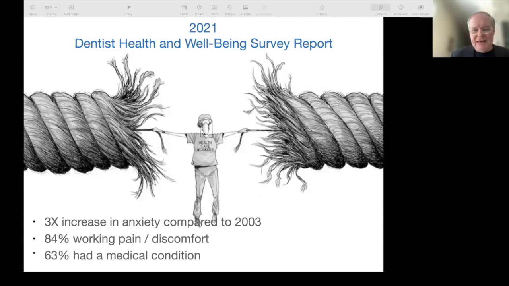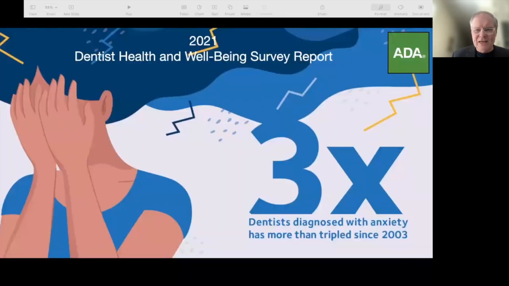But we know that about 80% of us deal with some type of discomfort at work every day, and that about two-thirds of us have a medical condition that's either being treated or we're aware of. The medical condition is not surprising. I mean, a lot of people have high cholesterol, blood pressure, diabetes, all different diseases. But the thing is, this anxiety level has tripled in the last 20 years or so. And you see this little advertisement the ADA did for that. I think it clearly shows that in the data.